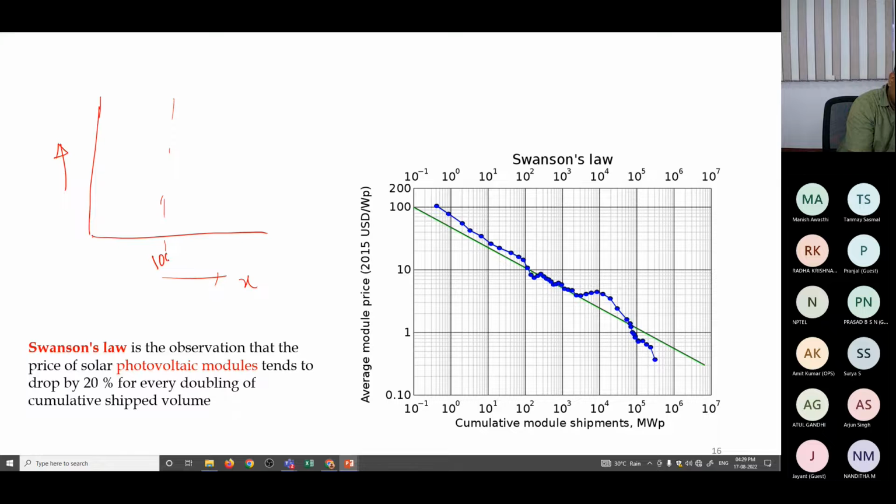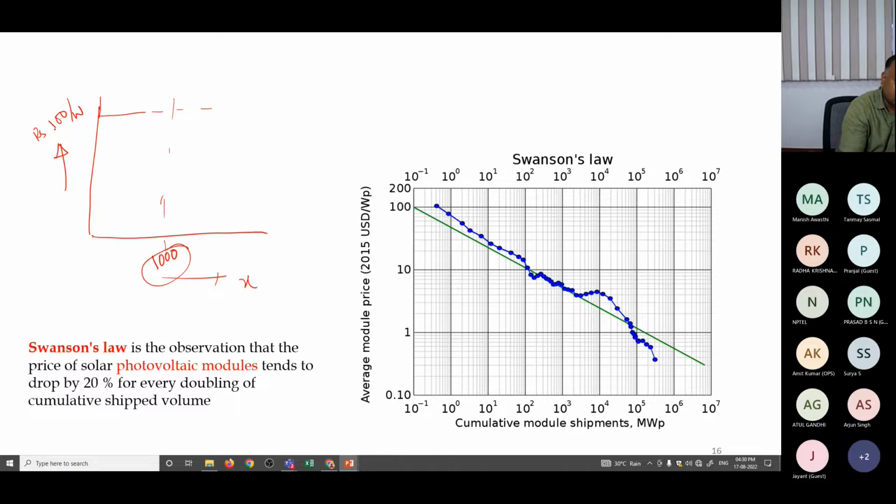Write 1,000, okay? It's a shipment, a megawatt or maybe kilowatt, any value you can write. And say, for example, here we have 100 rupees per watt. I'm not going into this figure, what is represented or shown in the slide. I'd just like to give one example.